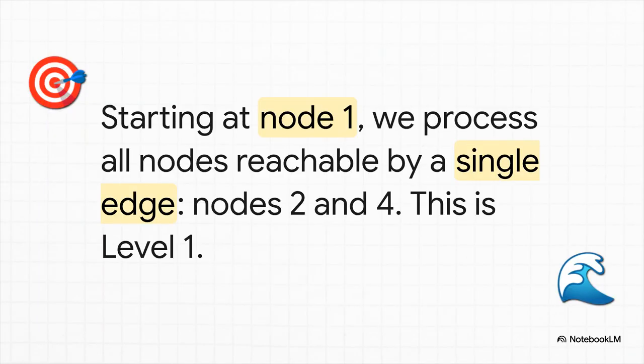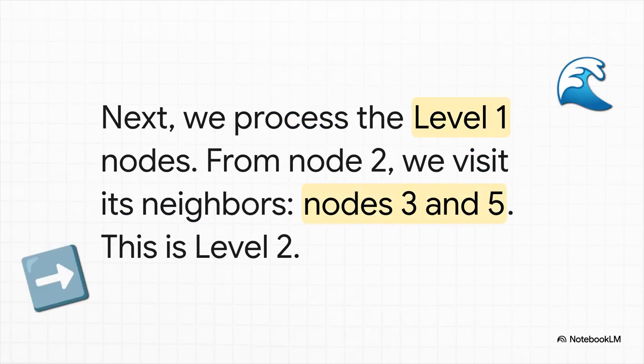We start at node 1 again, but this time, instead of picking one path, BFS visits all of its immediate neighbors first. So it goes to node 2 and node 4. That's our first ripple, which we call level 1. Now that we've finished level 1, we move out to the next ripple. We take the nodes from that first level, starting here with node 2, and we visit all of its unvisited neighbors. And as you can see, that gets us to nodes 3 and 5, which form our new level 2.